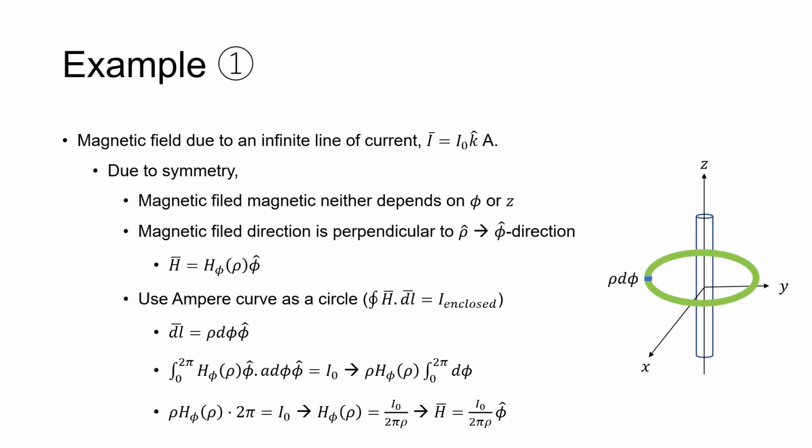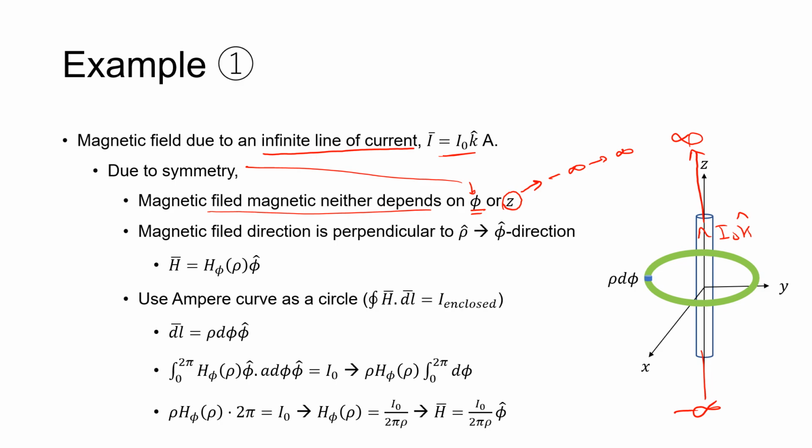We will conclude with one example on Ampere's law, which is basically the infinite line of current, which we studied before when discussing Biot-Savart law. This line extends from minus infinity to infinity, and it carries a current I naught in the direction of k. Due to the symmetry and the infinite extension, we find that the magnetic field is independent of phi and z. This comes from the infinite extension, and this comes from the symmetry.